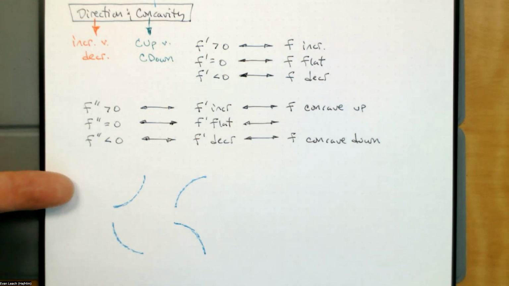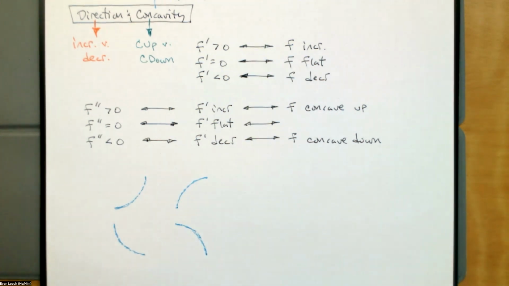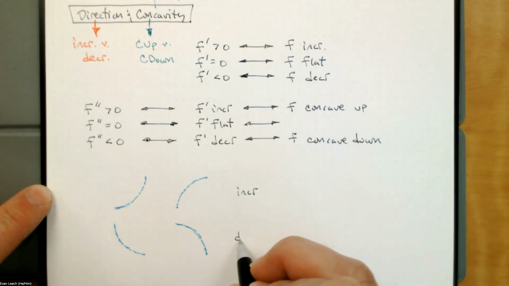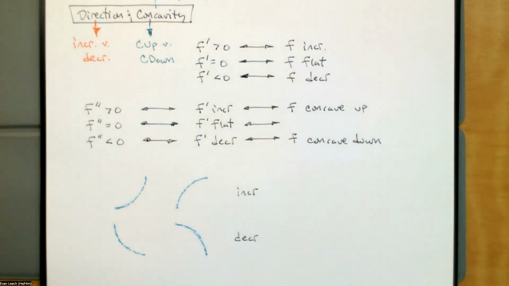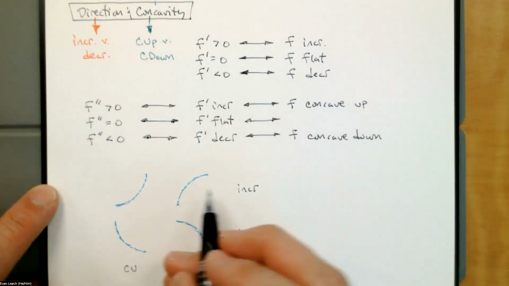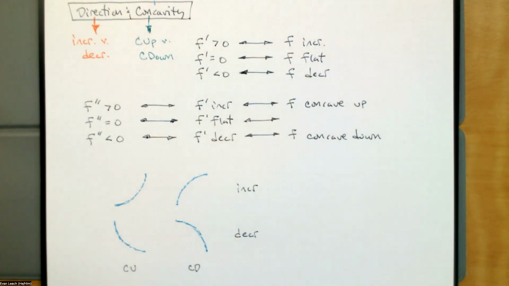Here on this first row, I've got two increasing functions, and on the second row, I've got two decreasing functions. In the first column, I have two functions that are concave up, and the second column is concave down. So those are the four things that could happen: two choices for direction, two choices for concavity, four things total.